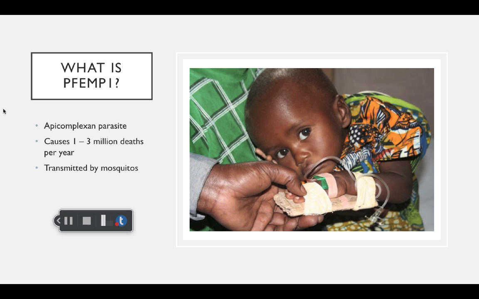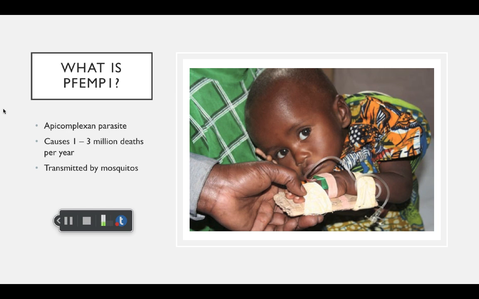So, what is this protein? Malaria affects 300 to 600 million people worldwide. PfEMP1 is the apicomplexan parasite responsible for the deadliest form of human malaria, causing 1 to 3 million deaths a year, primarily in African children.